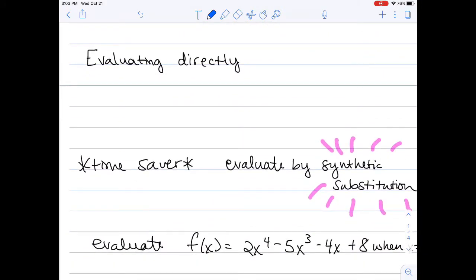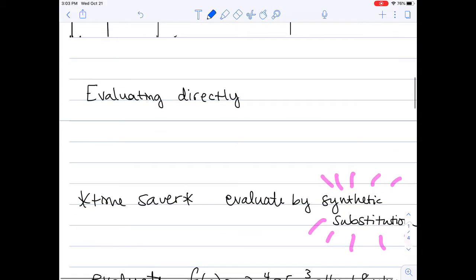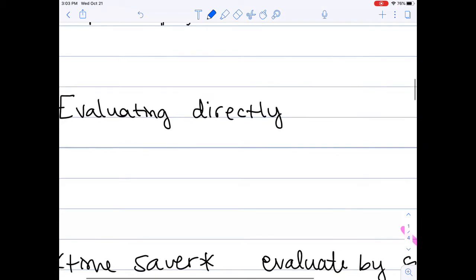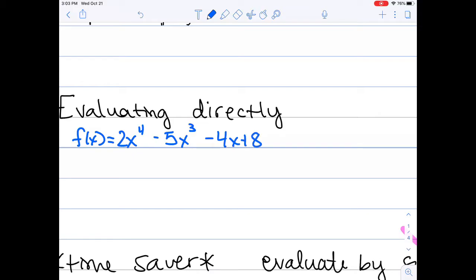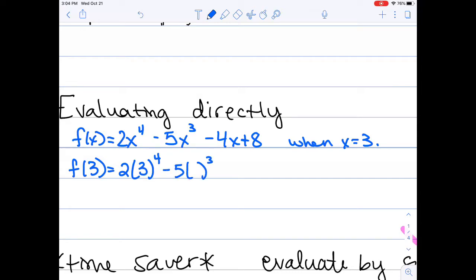All right, so let's remind you. Remember, if we're evaluating a function directly, for example, if you have f of x equals 2x to the 4th minus 5x to the 3rd minus 4x plus 8, and I want you to evaluate when x equals 3, I would say I want to find f of 3. Every time I see x, I'm going to replace it with the 3. So instead of x cubed, I'm putting in 3 right here. And then we're going to simplify this.